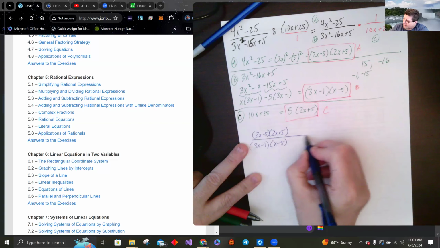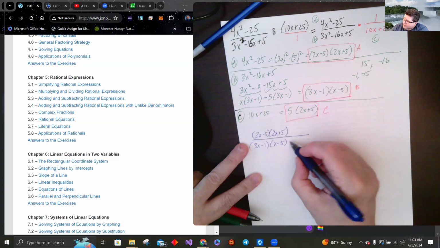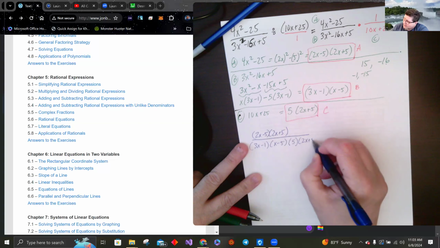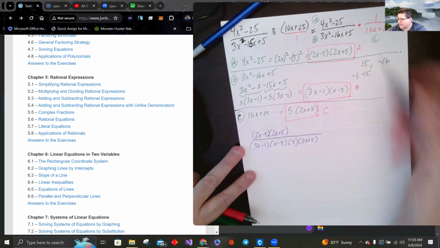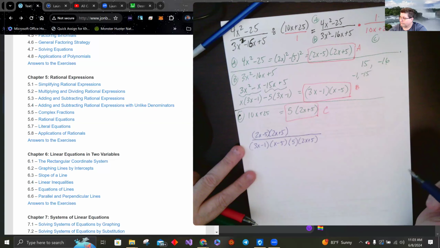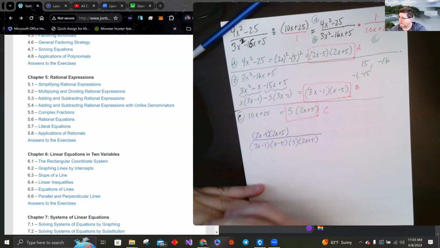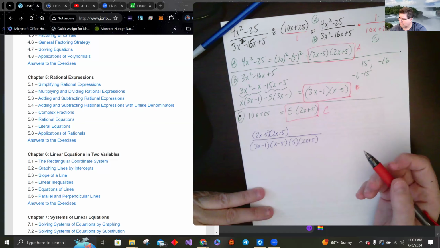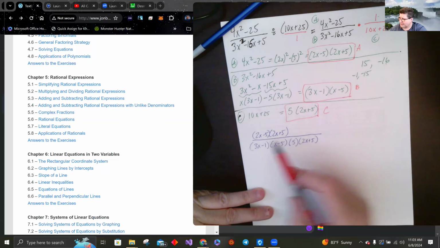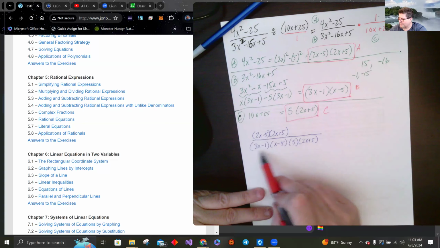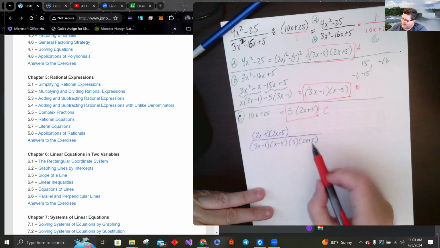And I can multiply this all together now. This was 5 times 2x plus 5. And I don't need the 1 here since I multiplied. And we'll see what cancels. So does a 2x minus 5 exist on bottom? It does not. 2x plus 5 does, though.